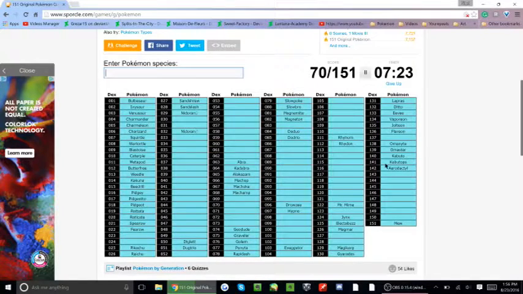What else? Gastly. Haunter. Gengar. I've been playing a lot of Pokemon Go, so I should know these things. Nidoking. Nidoqueen. Nidorino. Nidoran. No. Nidorina. Okay, so there's that.